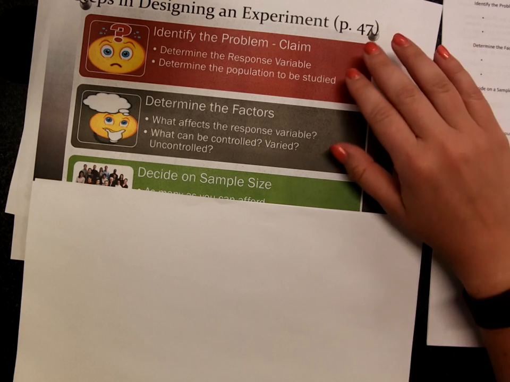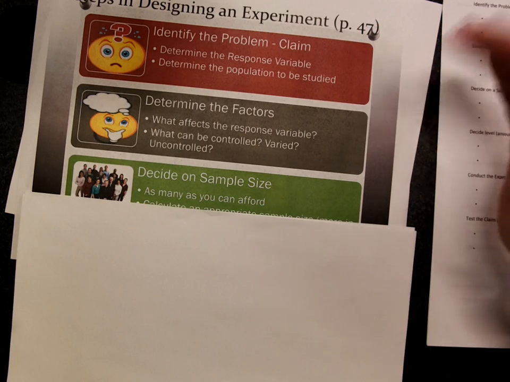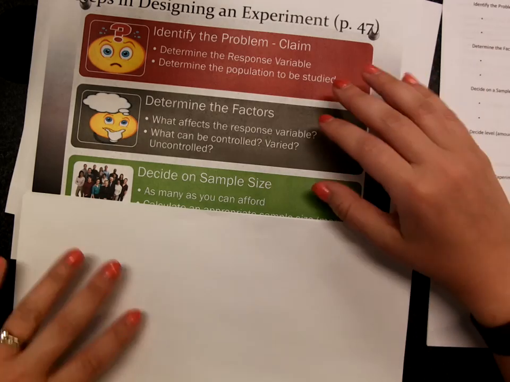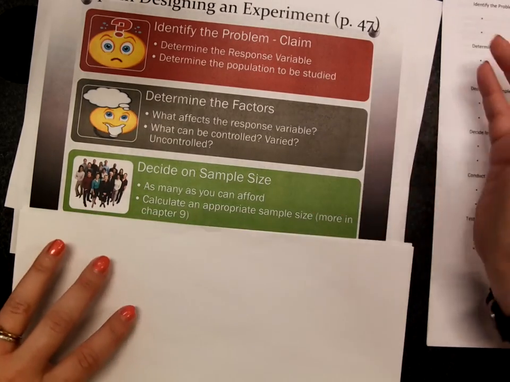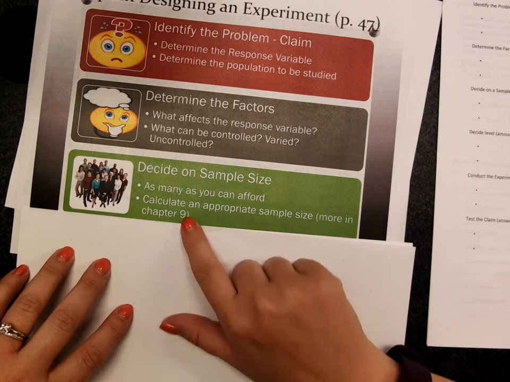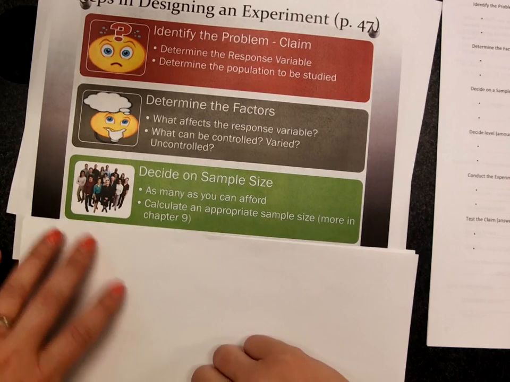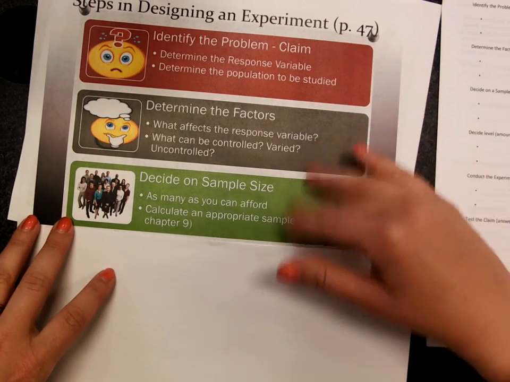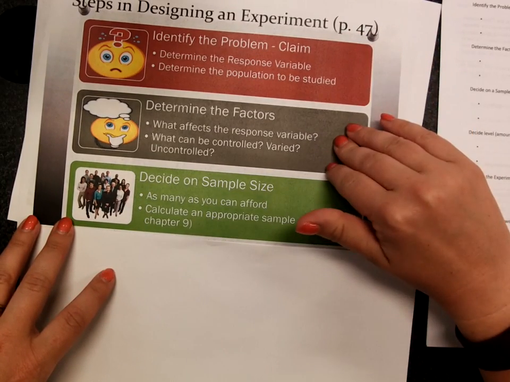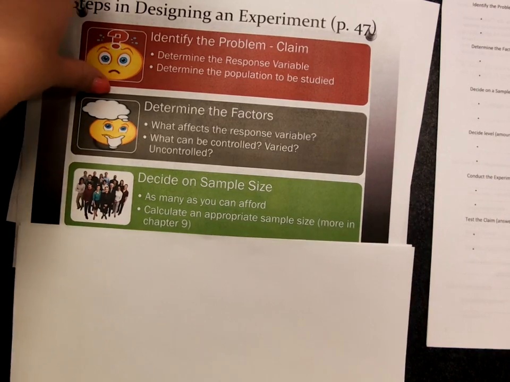Then you decide on your sample. You decide on a specific size based on money, based on time, based on resources. There is a specific way to calculate an appropriate sample size, and we'll discuss that more in Chapter 8 and Chapter 9. So it's kind of the before. You get your problem, determine what you're measuring, your different factors, and decide on your sample size.